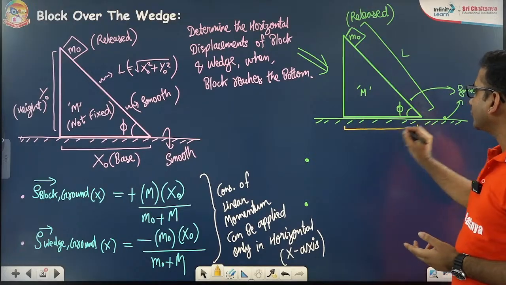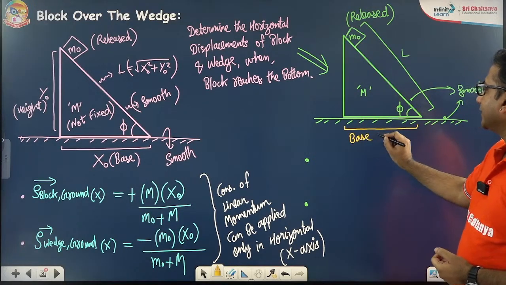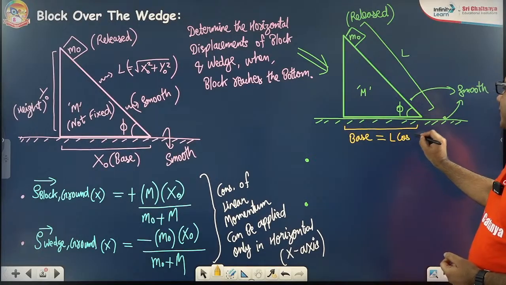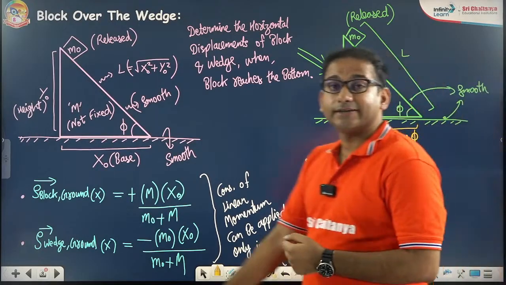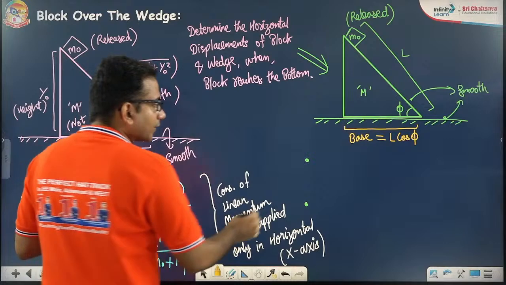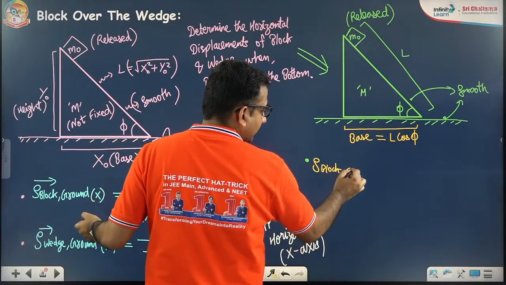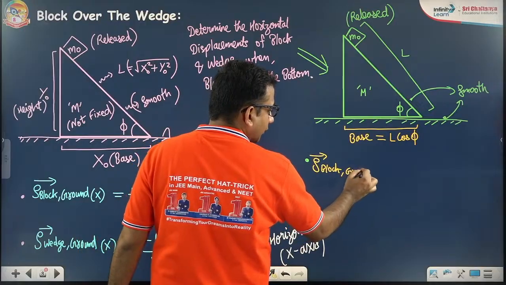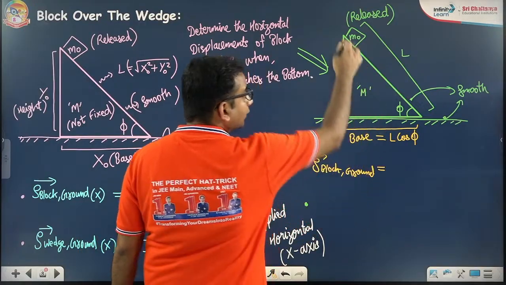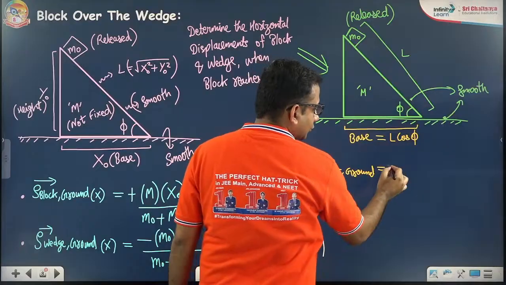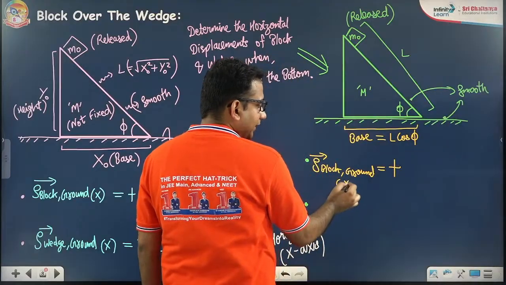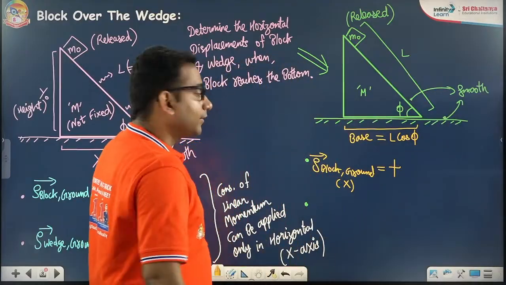The base length over here can be written as L cos phi. The base length can be written as L cos phi. So if you are writing the displacement of the block with respect to ground, again it will be, once more, since it is in the forward direction, you should be writing it as positive and you are writing it in horizontal only.